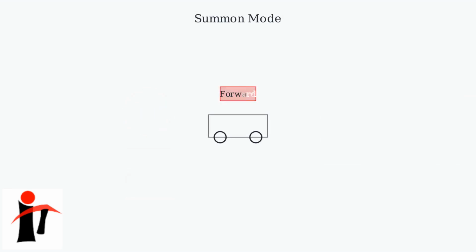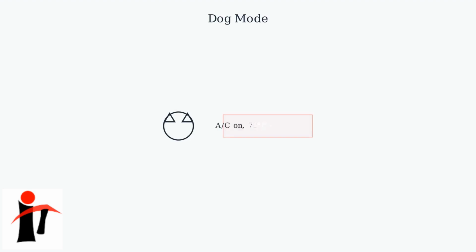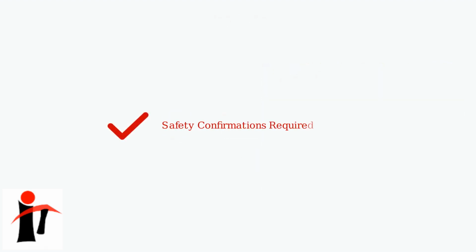Explore smart features like Summon Mode for remote parking. Dog Mode maintains a climate-controlled cabin for pets. Remember that safety confirmations are required for most commands.